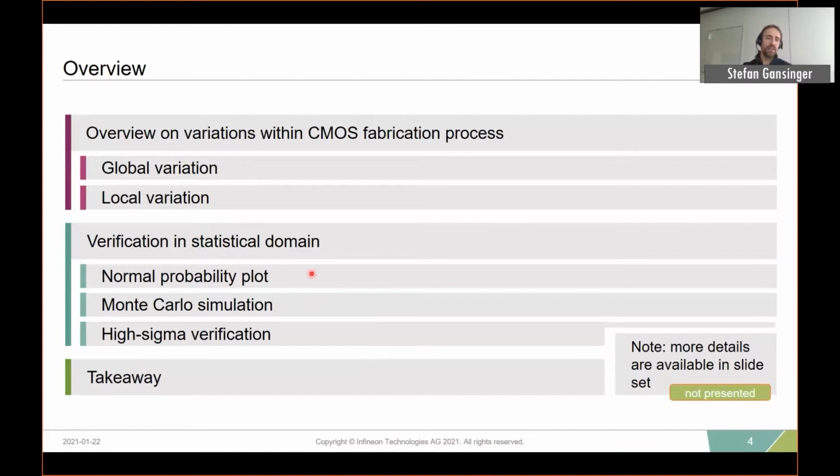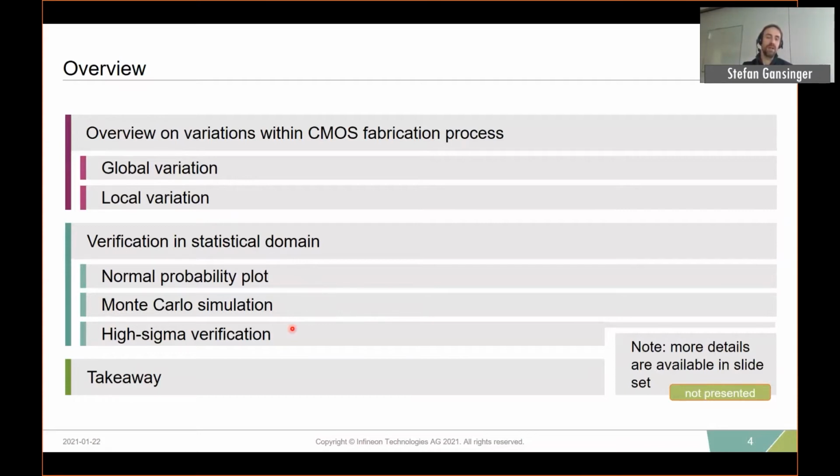With statistical variations, there's quite a well-known technique, the so-called Monte Carlo simulation technique. I will show you this, but I will also show that this has quite some limitations, which makes it not really useful for us when we want to verify high yield. There are better, more innovative solutions, and I will show you some of the methods which are available here.